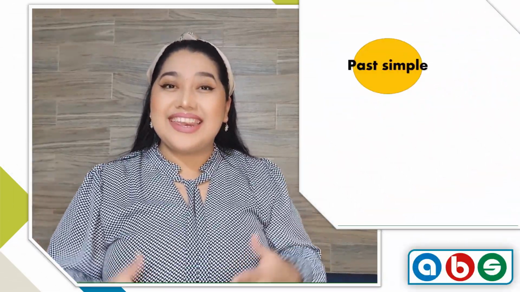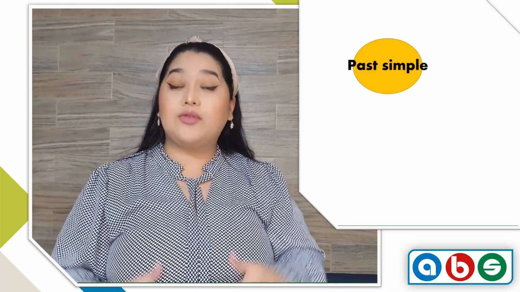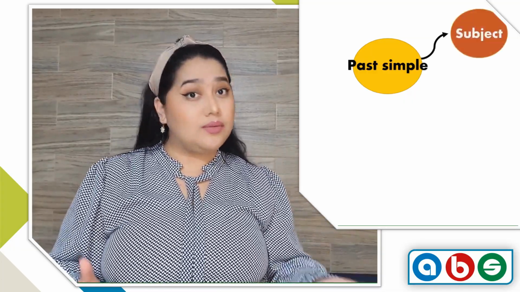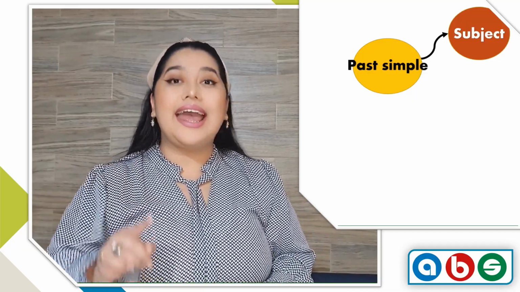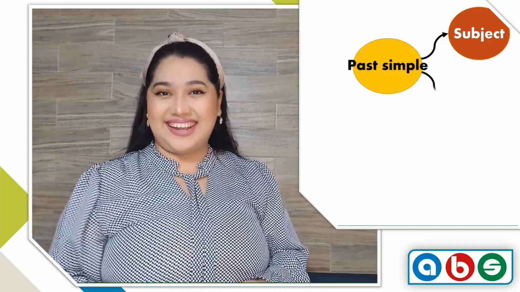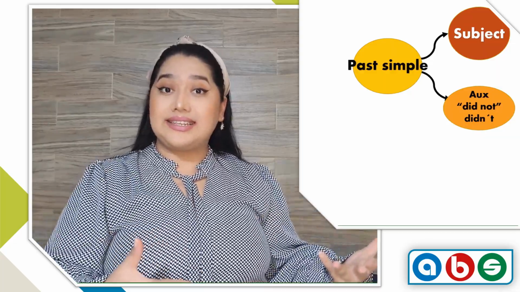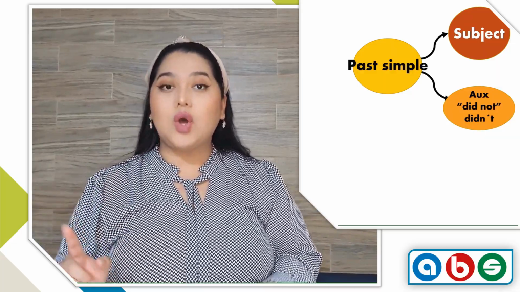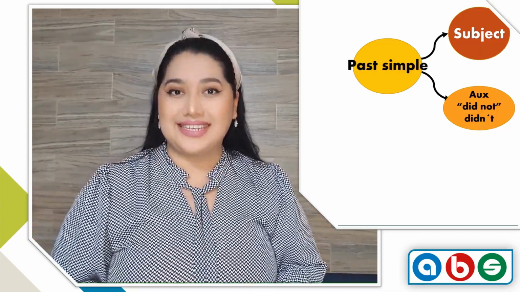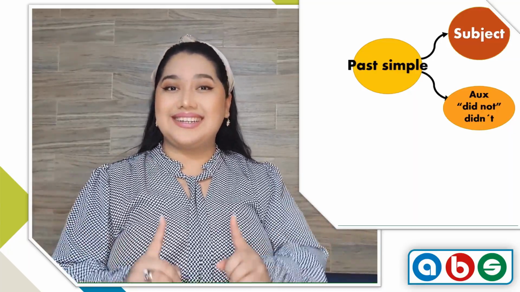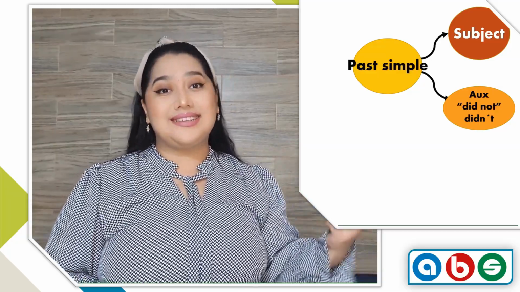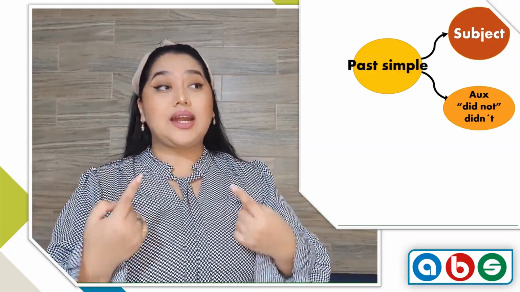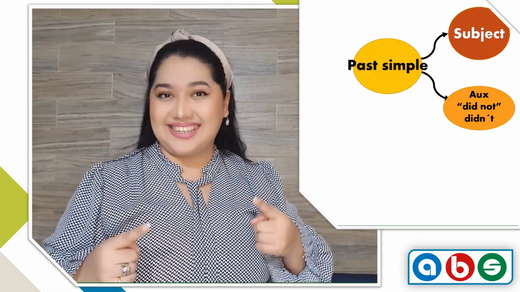And what about negative sentences? Well, for negative sentences, first of all, we use the subject again. So a noun or a pronoun, you know that. And then the auxiliary. The auxiliary for negative sentences in the past simple tense is did not. Did not, or the contraction didn't. For example, I didn't, she didn't, we didn't, they didn't, he or she didn't, right?